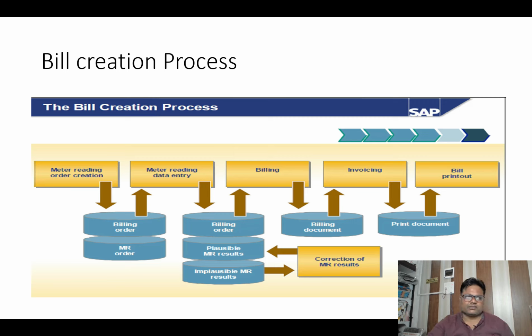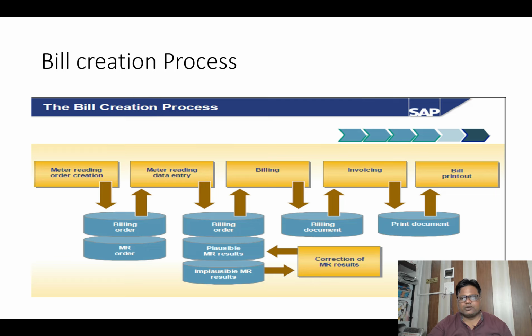Bill creation process. In the bill creation process, meter reading order creation happens first. According to the meter reading order creation, billing orders get created, and meter reading orders get created. Then we do the meter reading data entry. After that, the billing order opens and the meter reading gets billable.